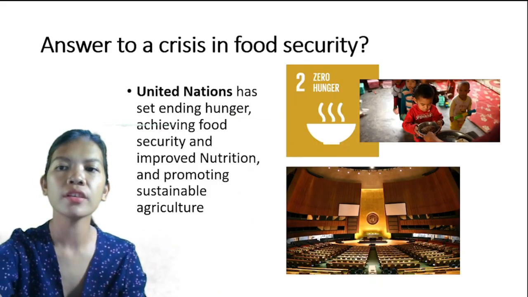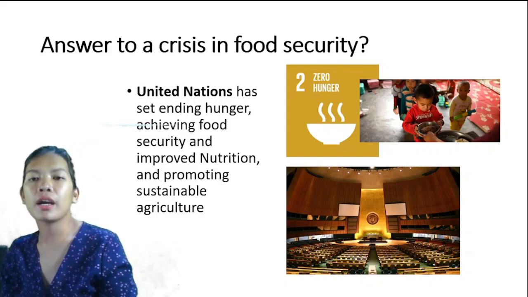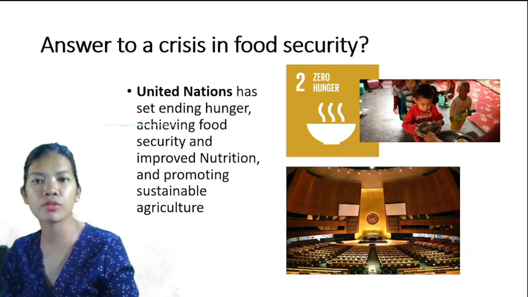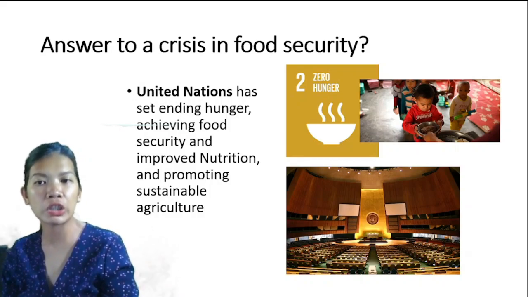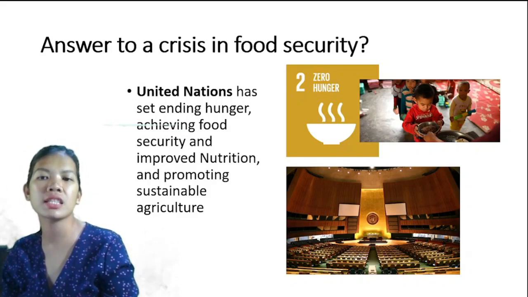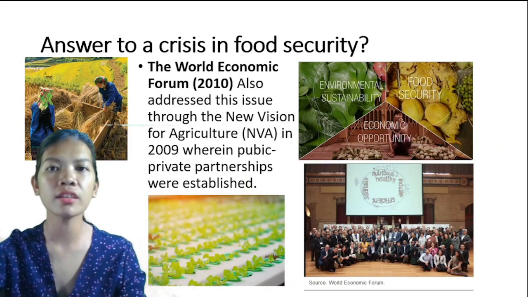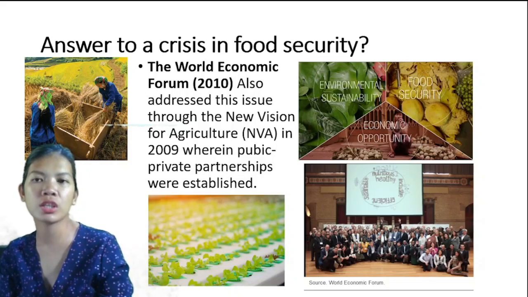Another thing is governments. There are different models of agenda pushed by different organizations to address the issue of global food security, and one of these is through sustainability. Remember the second goal of sustainable development of the United Nations. It has set ending hunger, achieving food security and improved nutrition, and promoting sustainable agriculture as the second of its 17 sustainable development goals for the year 2030.